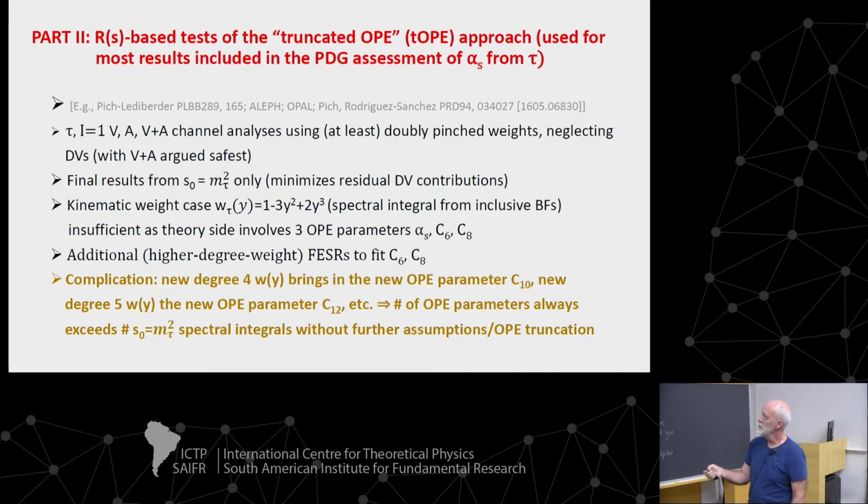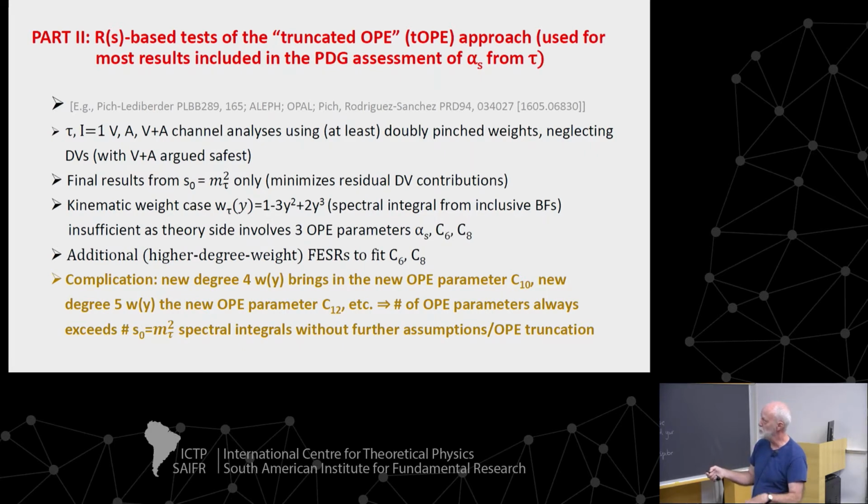But the idea is that what's traditionally been done in the tau analyses is you analyze vector, axial, or the sum of those channels. The safest one, because it has somewhat suppressed duality violations, is vector plus axial. You assume that you're at a high enough scale that you can neglect integrated duality violations. To make that as plausible as possible, you work at the highest possible scale, which on average would be true. Kinematic weight, if you have that, it's got degree 3. You have 3 OPE parameters. If you work at a single S0, all you've got is the inclusive width, and that's not enough to determine all 3 of these. So you need some additional input in order to fit the condensates.